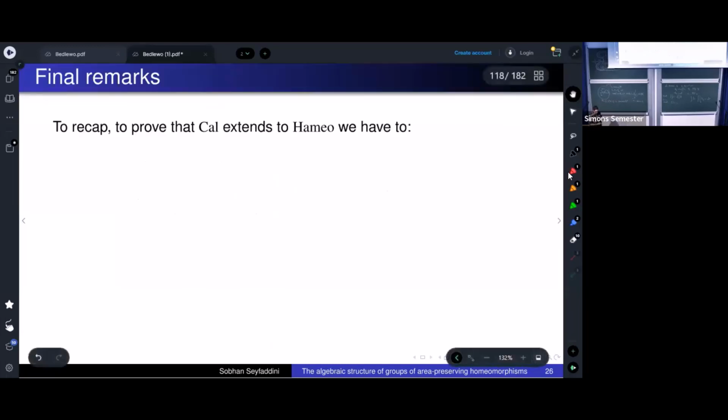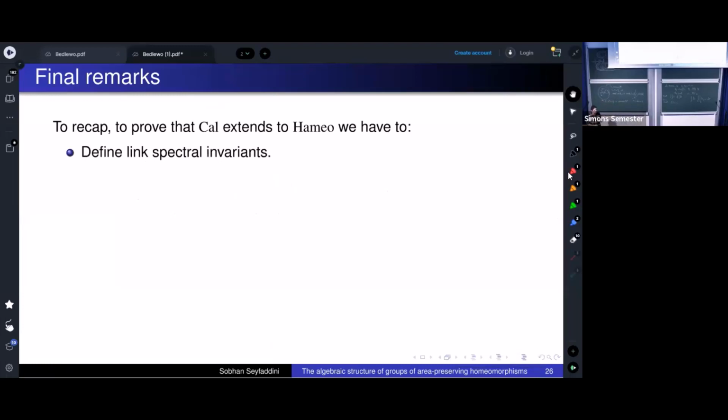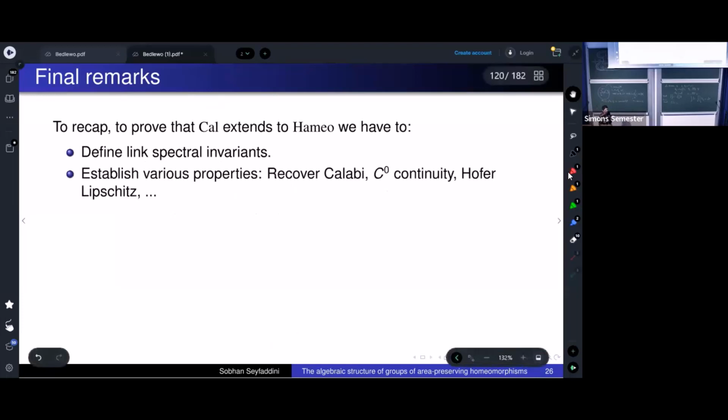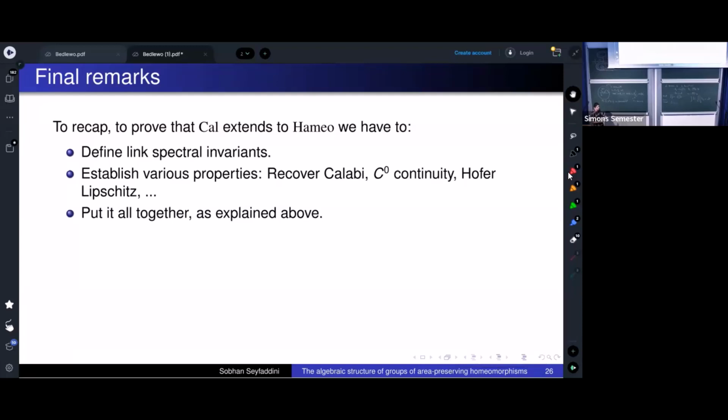So to recap what I did today, what remains to be done to have actually a rigorous proof of Fathi's question, we need to construct these spectral invariants, the CDs, which are called linked spectral invariants. That's just terminology. Then we need to show they have all these nice properties. They recover the Calabi invariant, they're C0 continuous, they're Lipschitz with respect to this Hofer norm or the Sup norm, as I said. Once you do all this, you put everything together, as I just explained above, and you have the solution. That's kind of the goal of the talk.